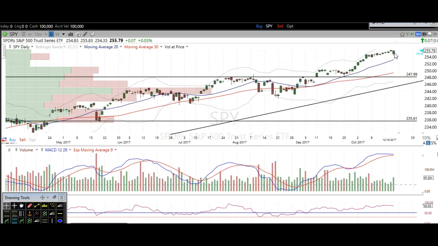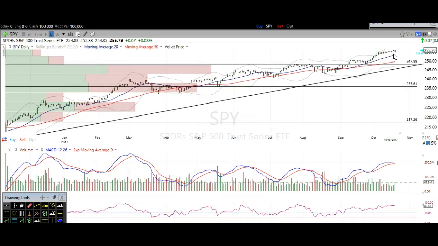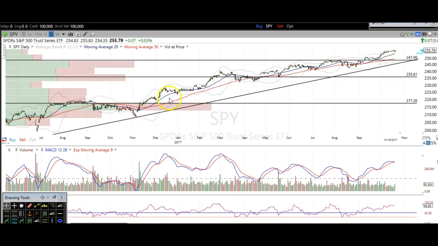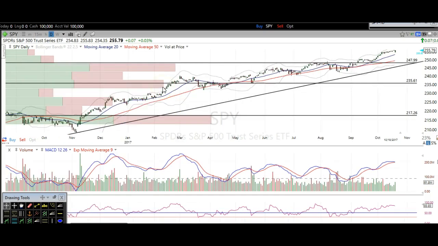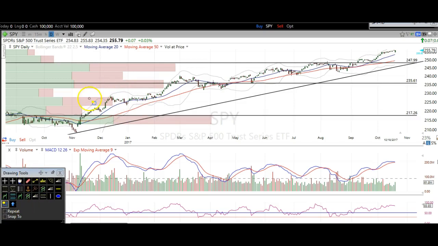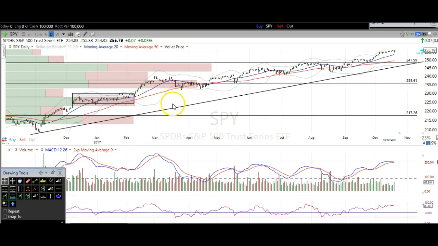The market needs that. It's very healthy to take rests because it builds up energy. We rocket higher, we rest, trade sideways, and then boom, catapult higher. When it's trading sideways like we did right here, I'll just draw this little box, we built up energy for the next move higher. So this is healthy, this is good, this is bullish.